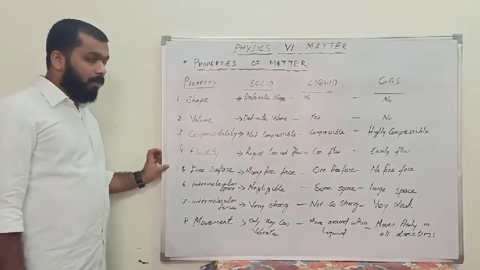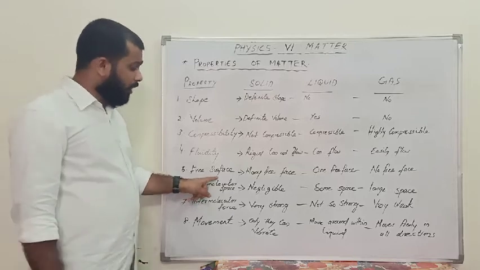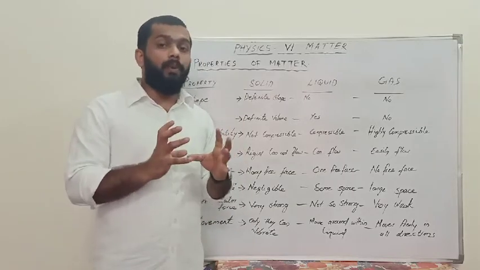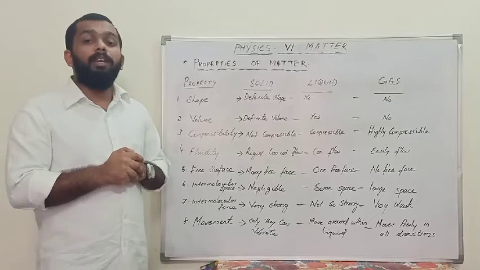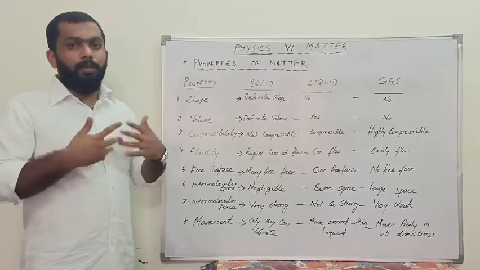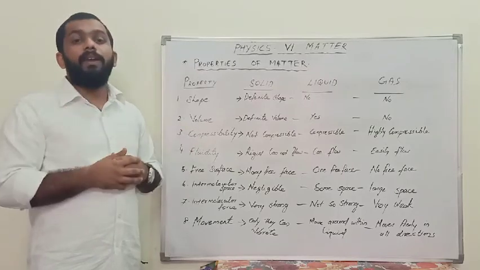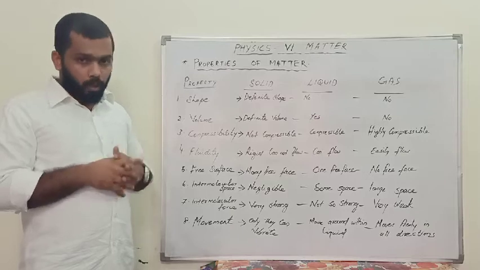We are moving to the fifth property, free surfaces. If it is a solid, it can have any number of free surfaces: 2, 3, 4, 5, and so on. Many free faces can be there for a solid.